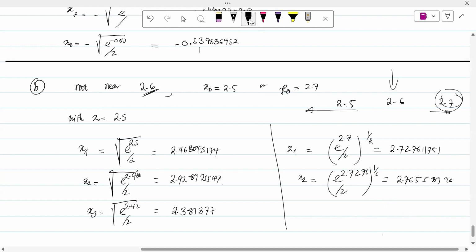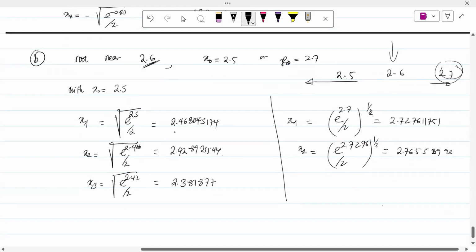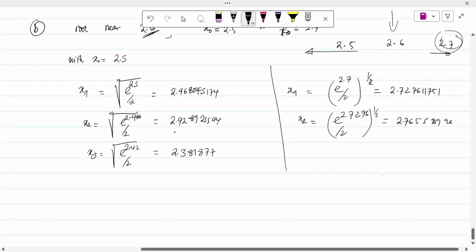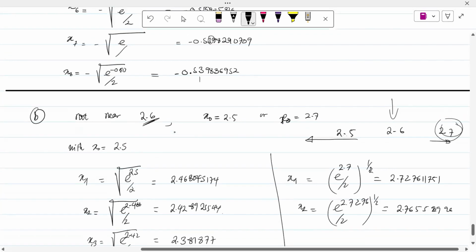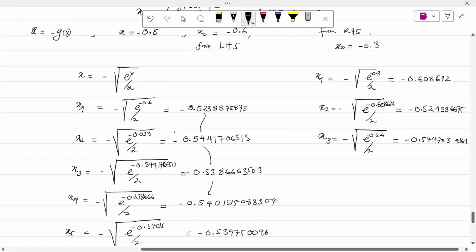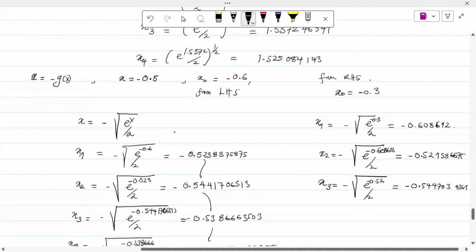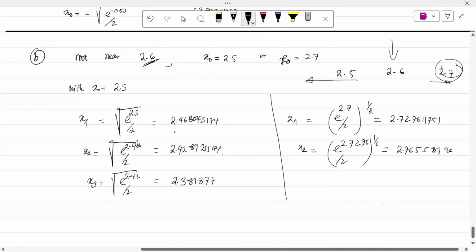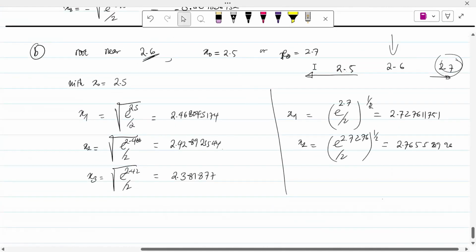And then part C says, find another rearrangement that does converge to the third root. Up to now, we see that there's a problem here, there's no convergence, right? So now we rewrite our equation in a way that we are going to converge to the third root, which is 2.6, by using those initial conditions, x0 equal to 2.5 and x0 equal to 2.7.